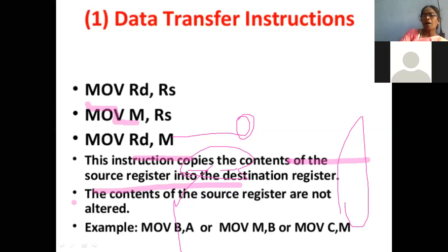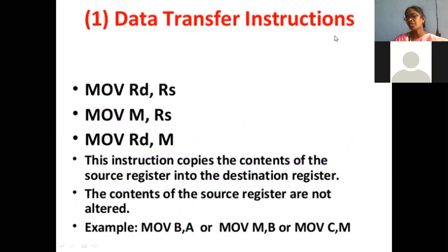MOV Rd, Rs. What do you mean by Rd? Can you say what is Rd? Abhishek, can you say what is Rd? Destination and source, ma'am. Okay, ma'am.